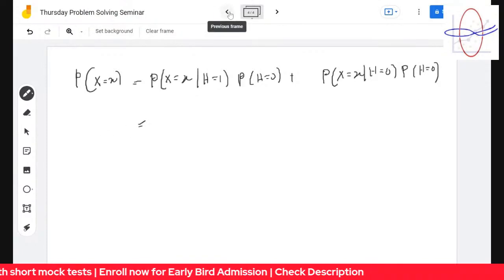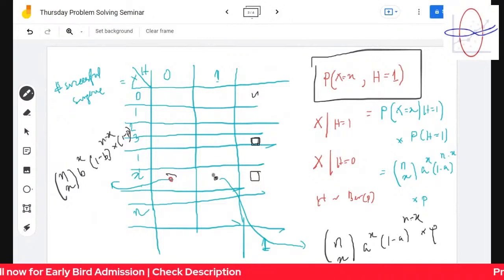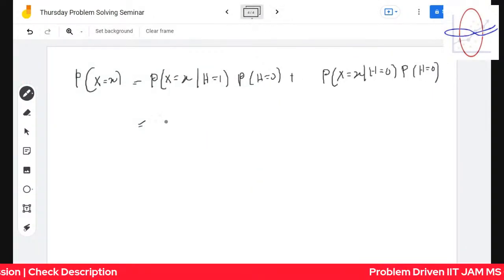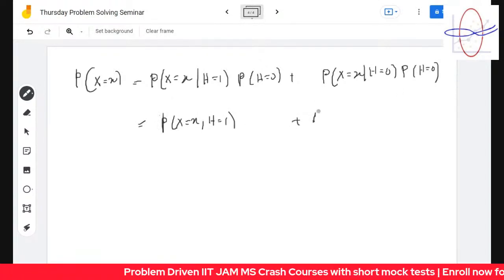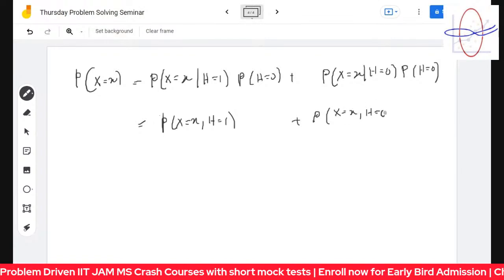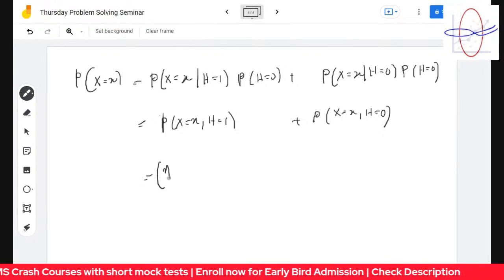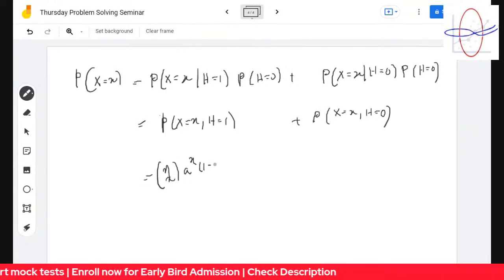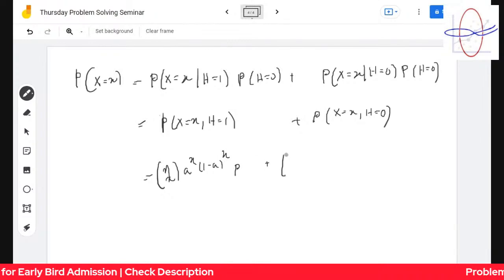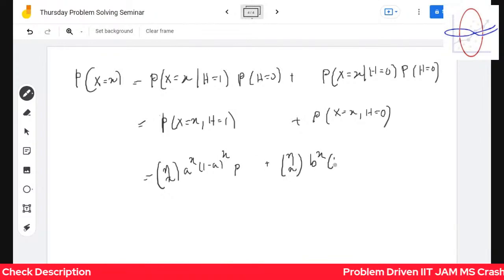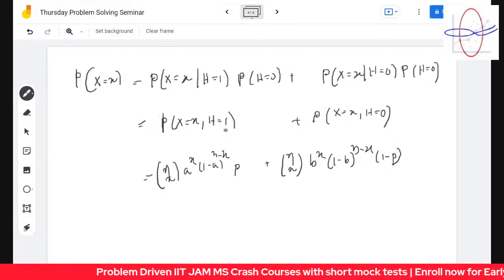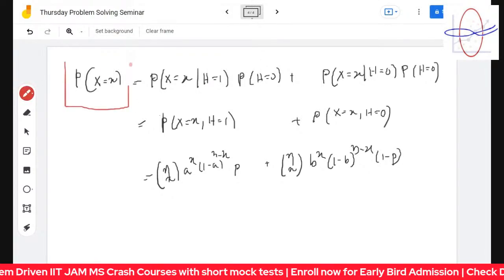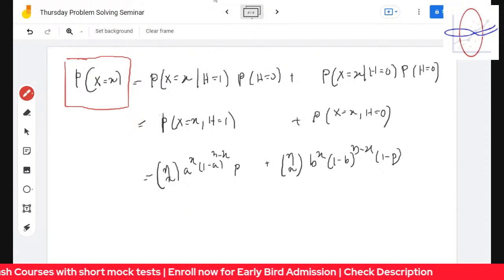And exactly that is the sum of 2. This is exactly what the individual terms are, because this is equal to probability X is equal to x and H is equal to 1, plus probability X is equal to x and H is equal to 0. So this is essentially equal to n choose x, a to the power x into (1 minus a) whole to the power n minus x, into p, plus n choose x, b to the power x into (1 minus b) whole to the power n minus x, into 1 minus p. So that's the basic of probability X is equal to x. That's the beauty of it. That's the only idea.